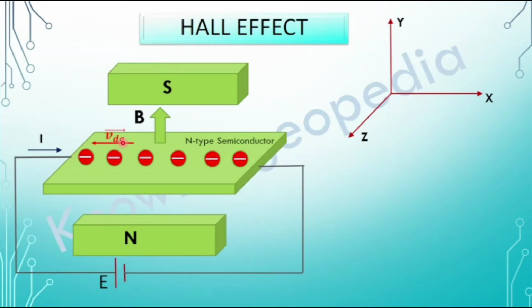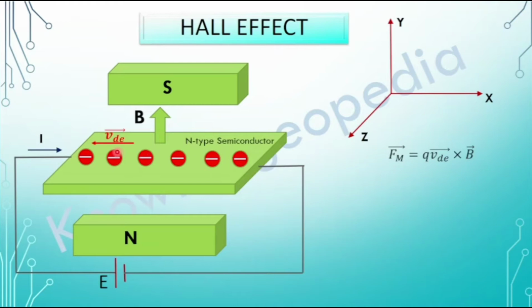Let the drift velocity of these electrons due to this electric field E be given as VdE. D is drift, E is electron, and that is in the negative x direction. Further, whenever charged particles move inside a magnetic field, they experience a force given by the Lorentz force. The equation for obtaining the Lorentz force is F = Q V cross B. Q is the charge, V is the velocity of the particle moving inside the magnetic field, and B is the magnetic flux density of the applied magnetic field.